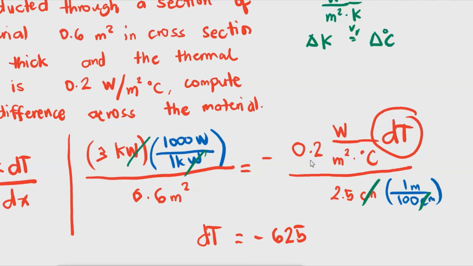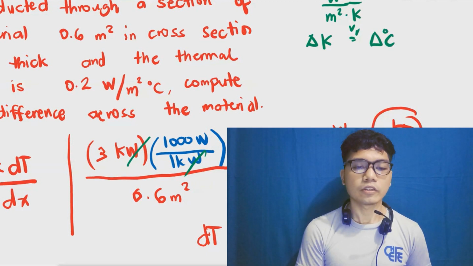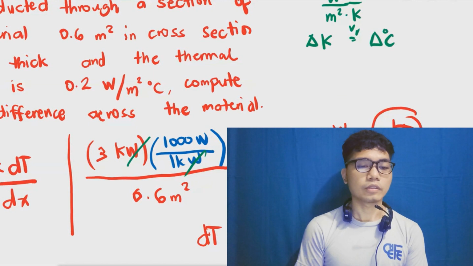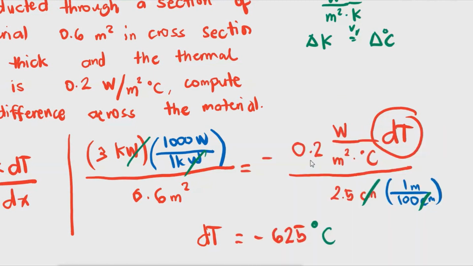So if you want to be consistent with the unit, then you should be using this degree Celsius. But it also means that since degree Celsius is equivalent to the change in Kelvin, then you might as well want to use Kelvin, but you need to specify that this is a change.